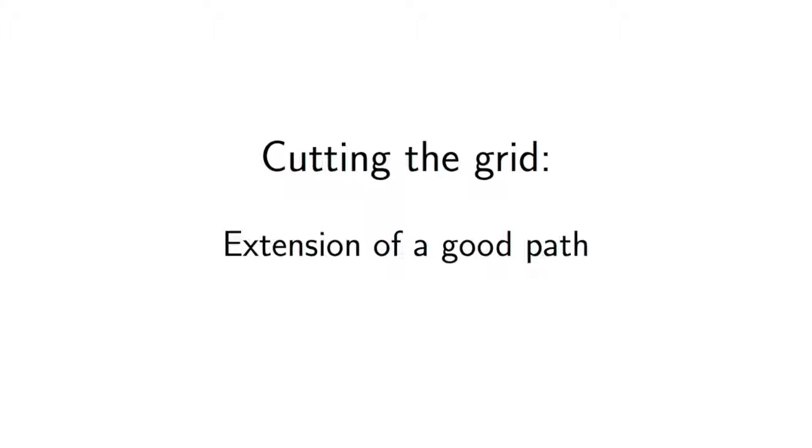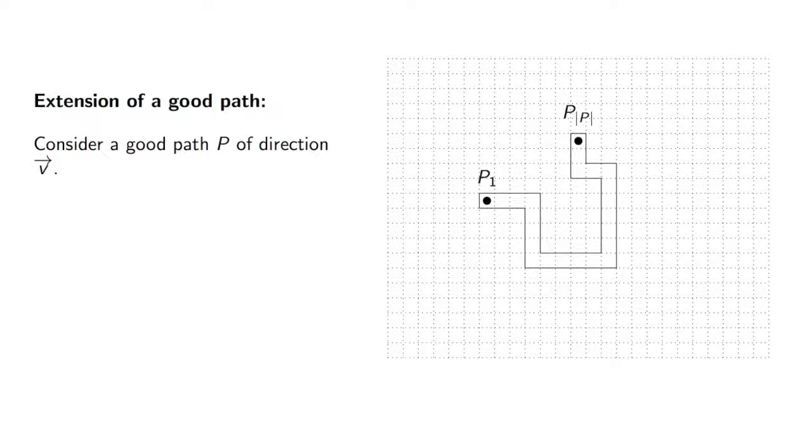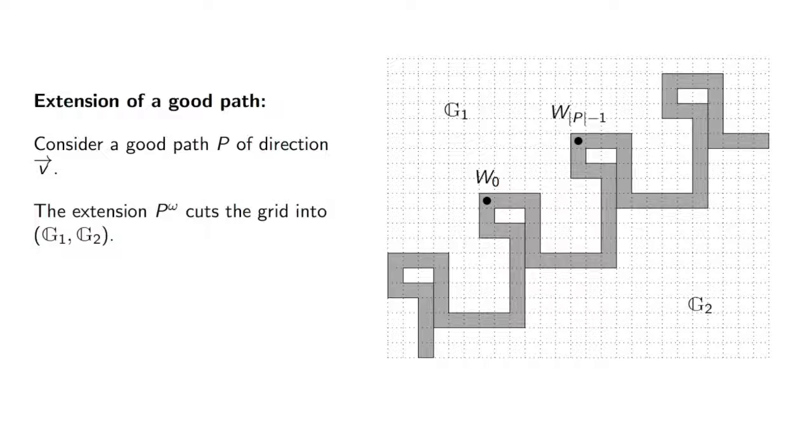Now we will cut the grid by using the extension of a good path. This kind of cut of the grid is a generalization of the previous one. Consider a good path P. The direction of P is the vector v. We consider the height function associated to v. By extending the path P, we obtain a simple B-infinite path which can be used as a window. This window is periodic and the length of this period is the length of the path P minus 1.